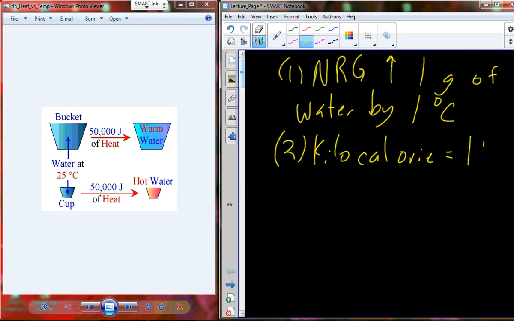So a kilocalorie equals the heat needed to raise 1 kilogram of water by 1 degree centigrade. That's going to be your food calories.